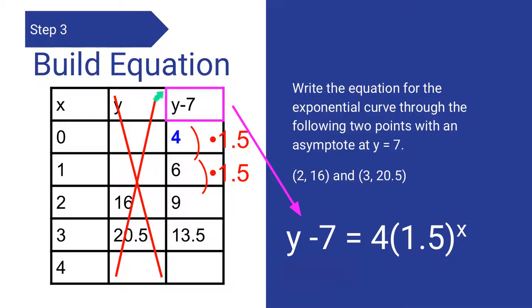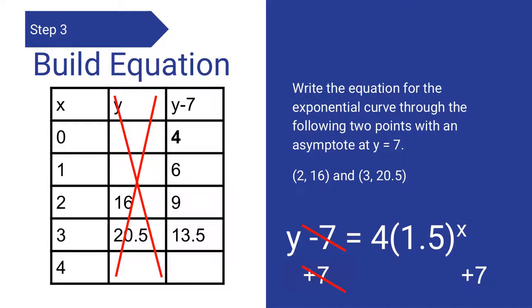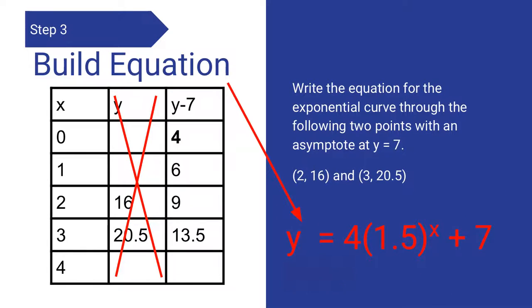This is the column we use. We don't use this column in the middle. We use this last column, the y minus 7 column. It starts at 4 and it times is by 1.5, so we start having an equation like this. Then the y minus 7 column is the information we took it from. So what we need to do is then move the minus 7 to the other side by adding 7. So we're going to go ahead and cancel those out on this side, bringing them over here to this side. And we've got now our full equation of y equals 4 times 1.5 to the x plus 7. And that would be the correct equation.